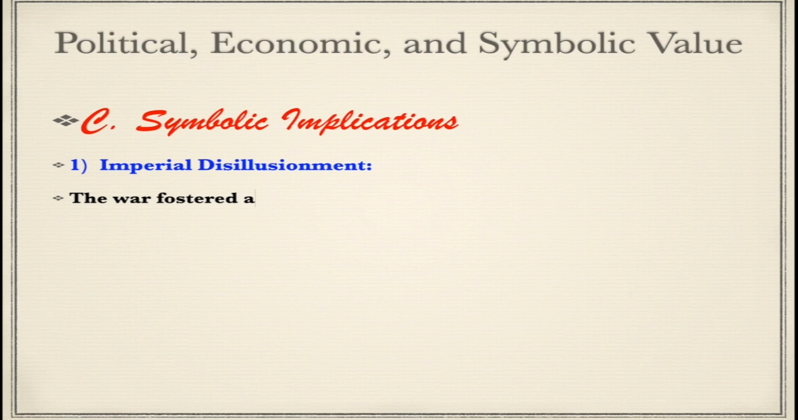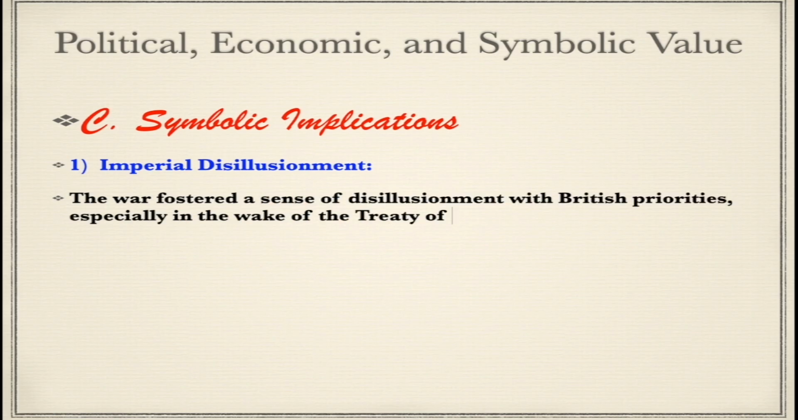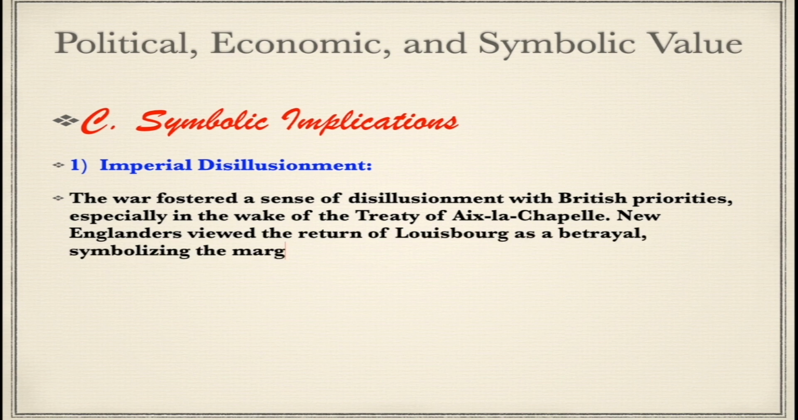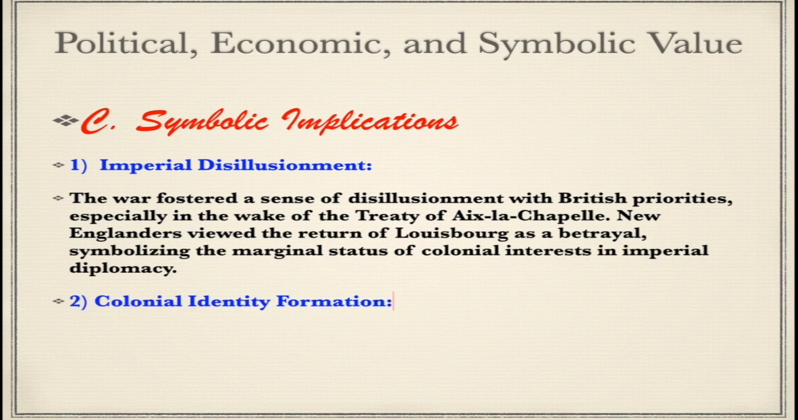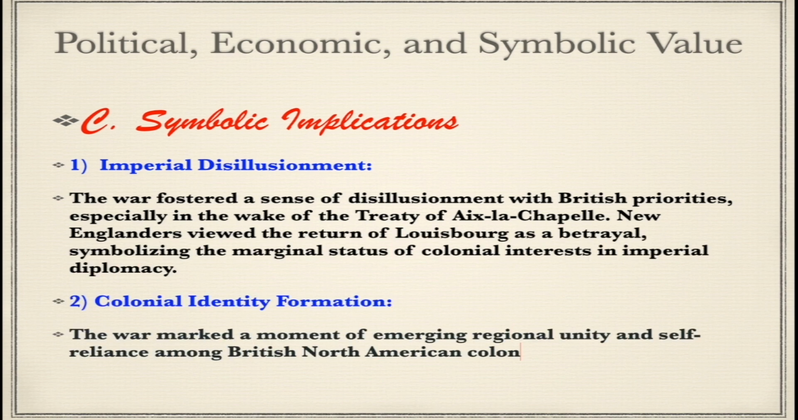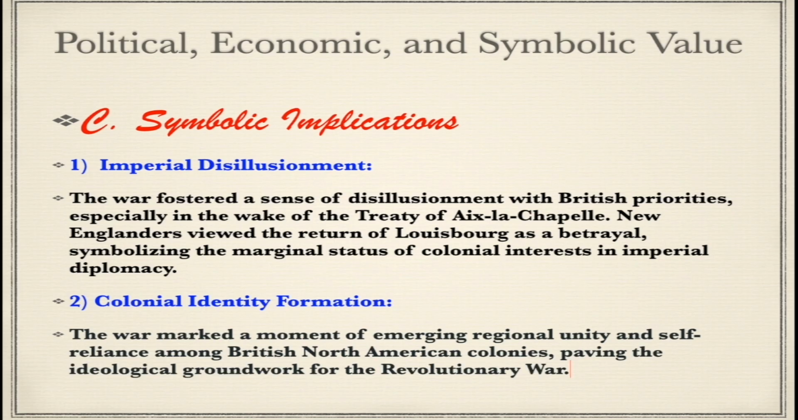C. Symbolic implications. 1. Imperial disillusionment. The war fostered a sense of disillusionment with British priorities, especially in the wake of the Treaty of Aix-la-Chapelle. New Englanders viewed the return of Louisbourg as a betrayal, symbolizing the marginal status of colonial interests in imperial diplomacy.